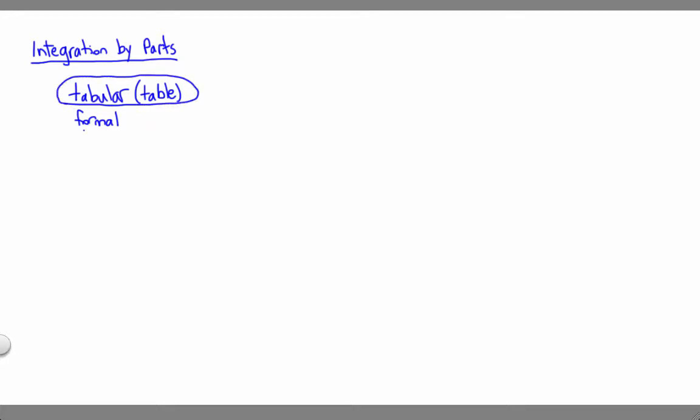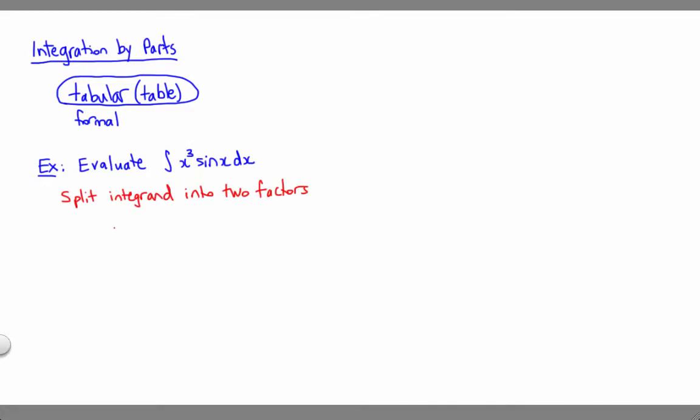Let's try an example. Let's evaluate the integral of x cubed times sine x with respect to x. To set up an integration by parts problem, we want to split the integrand into two factors. So here's our integrand, x cubed sine x, and let's consider the two factors to be x cubed and sine x. So what we're going to do is set up a table.